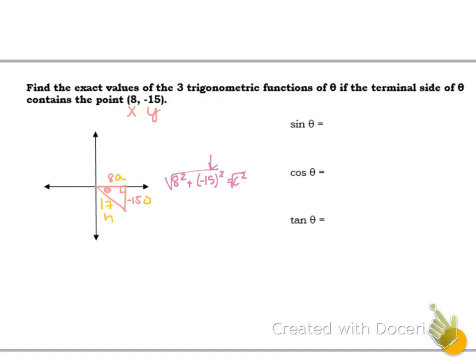Okay, so SOHCAHTOA, I go O then H, so negative 15 is my O, my H is 17. Cosine is A then H, so A then my H. Tangent is O then A, so negative 15 over 8.